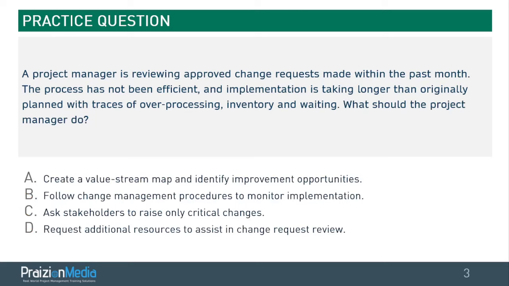A project manager is reviewing approved change requests made within the past month. The process has not been efficient and implementation is taking longer than originally planned, with traces of overprocessing, inventory, and waiting. What should the project manager do? All right, so hit the pause button if you need more time. I highly recommend doing this because you have about 1 minute, 15 seconds for every question on the PMP, so it's okay to hit the pause button, but I will show the answer now.